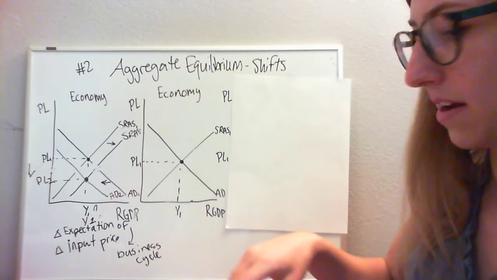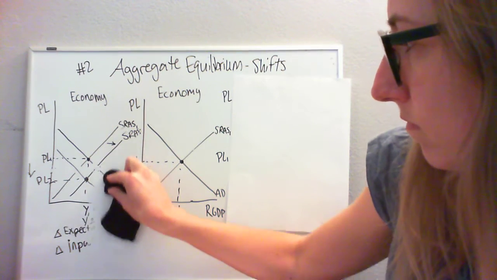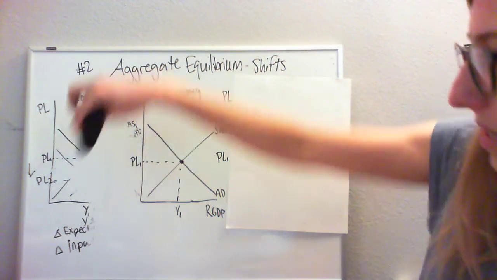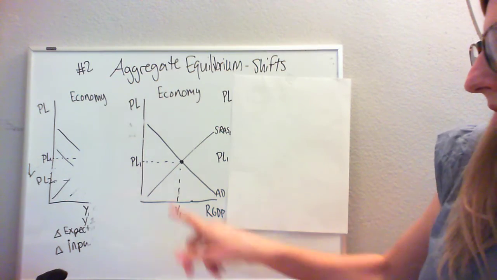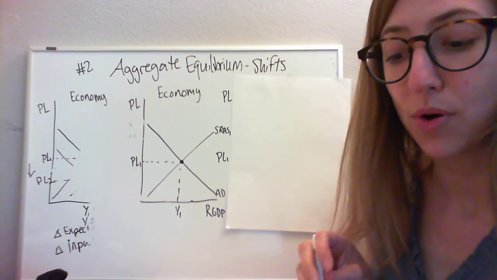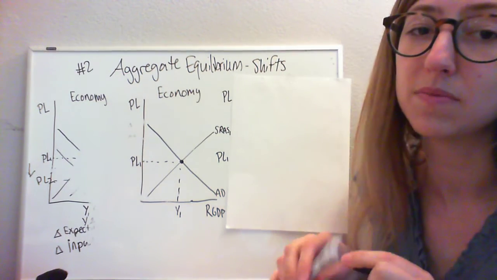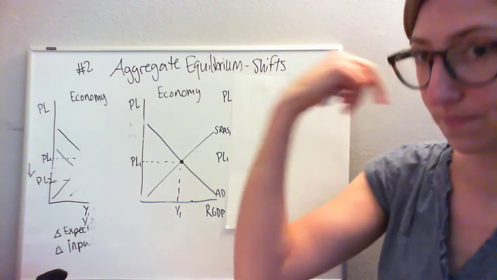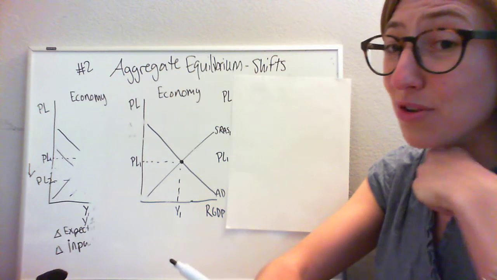Draw yourself another graph setup. So PL, real GDP, short run aggregate supply, aggregate demand, PL1, Y1. On this one, productivity increases because firms had built a lot of new capital.